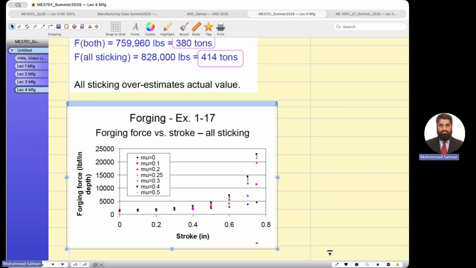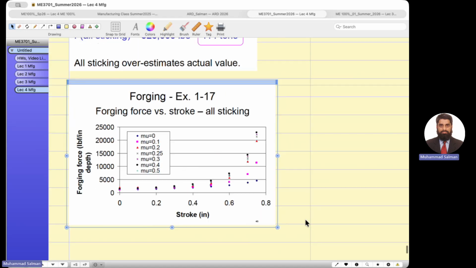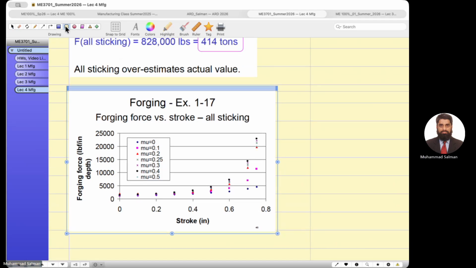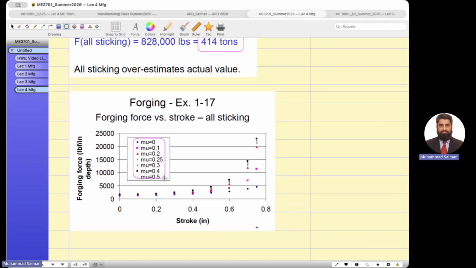Is this just abstract? Okay, now I'm just telling you that if I change the mu value from 0 to 0.5, then it changes the forging force up until 25,000 pound force per inch. But this is just a graph which you are not required to do in our exam. This requires some MATLAB formulation.